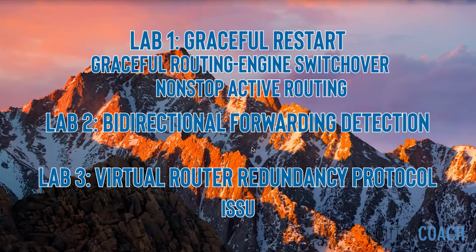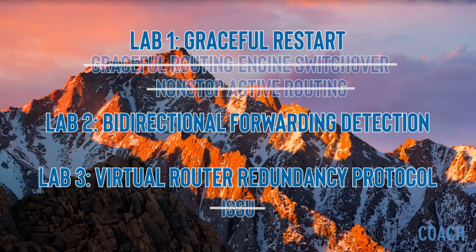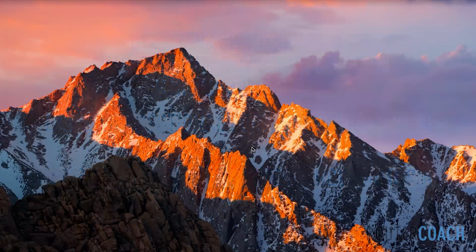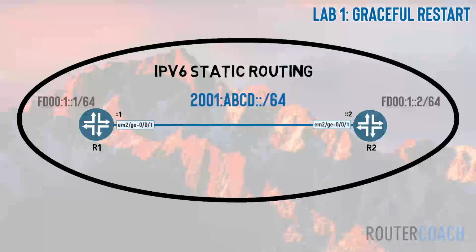So the first of the labs that we're going to look at in regards to high availability is Graceful Restart. Now, Graceful Restart is going to be a good option if you've only got one routing engine, even though a lot of the Juniper MX platforms now have dual routing engines, so they would go for the option of GRES with non-stop active routing. But as we don't have that option of dual routing engines, Graceful Restart is going to be a good option for us. And this is the topology that we're going to be working with.